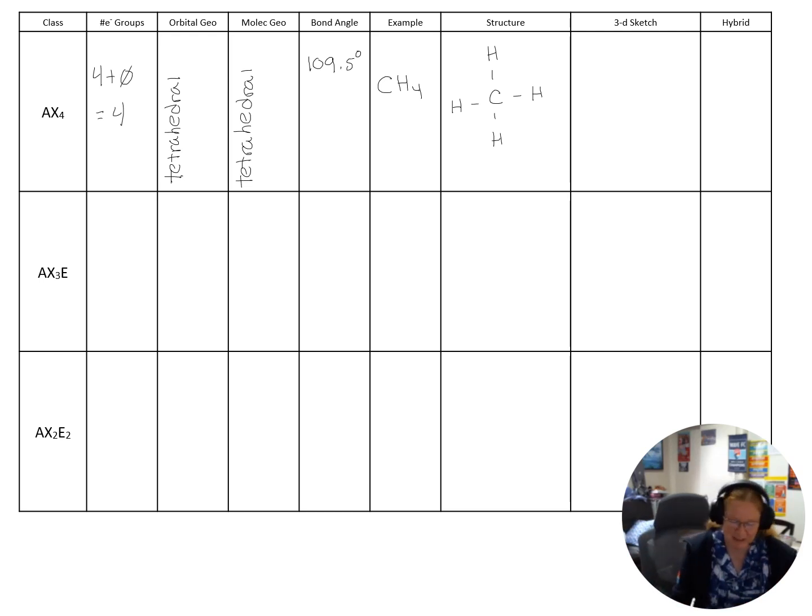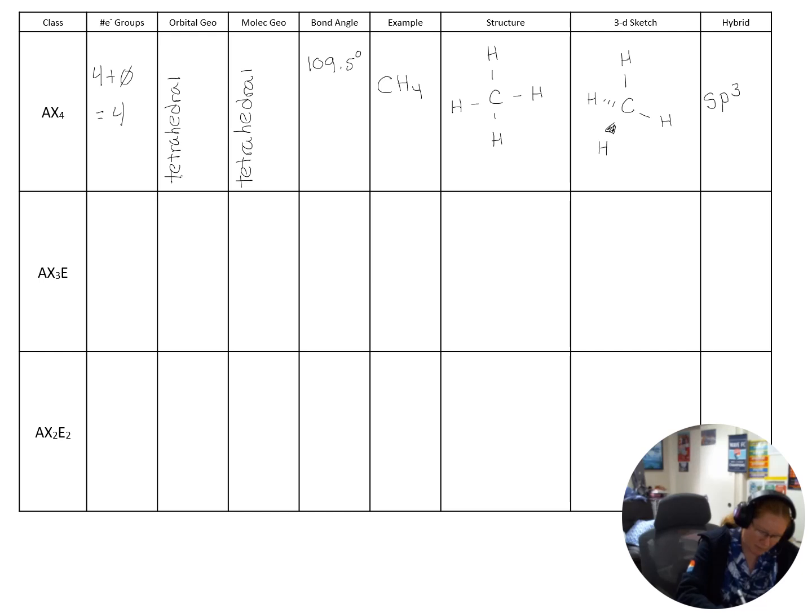Okay. All right, so we draw it all flat, but remember, tetrahedral, it's poking out in places. It's not super flat. So here is where we show what's in the plane, what's coming out of the plane, and what's going back behind the plane. So there's our 3-dimensional sketch. And as we will learn, this is an sp3 hybridization. Again, that's coming up.